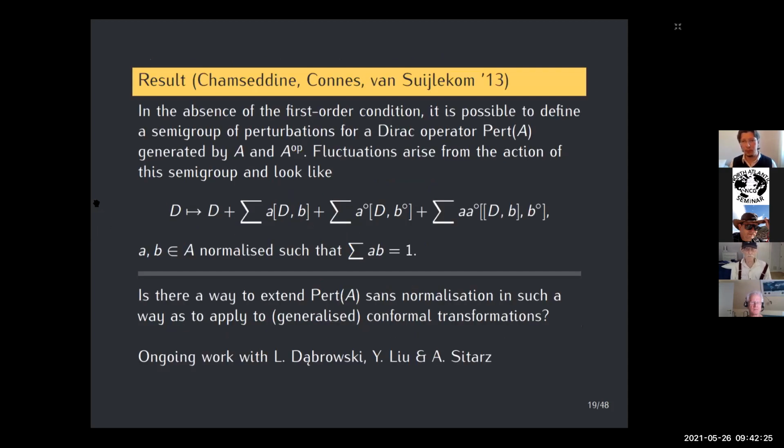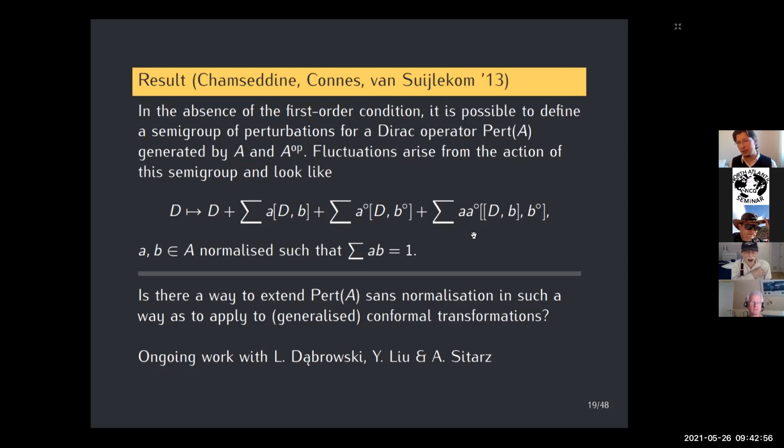So for example, there was a paper by Chamseddine, Connes and van Suijlekom in 2013, which talked about how if you forget about the first order condition altogether, it's possible to define a semigroup of perturbations for the Dirac operator, which generate fluctuations. And those fluctuations look like this, where we have, of course, the original Dirac operator, a one form, what I'll call an opposite one form, and then this quadratic term, which is new.